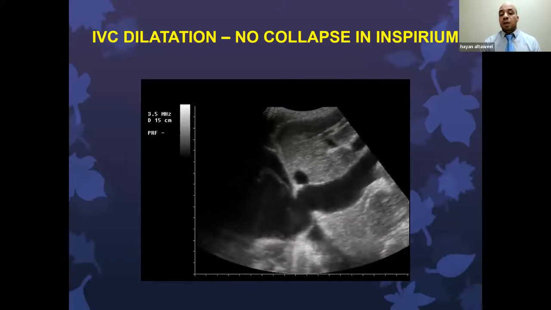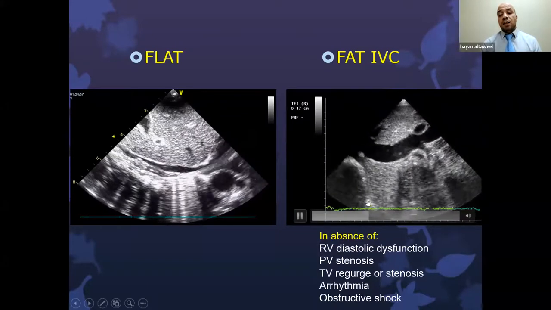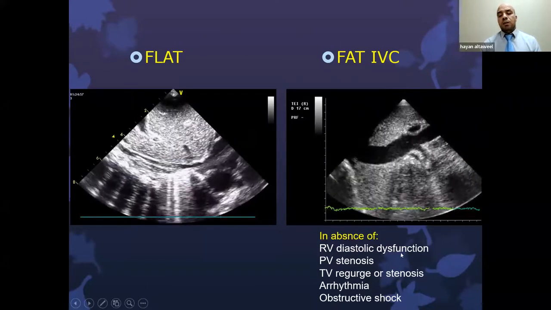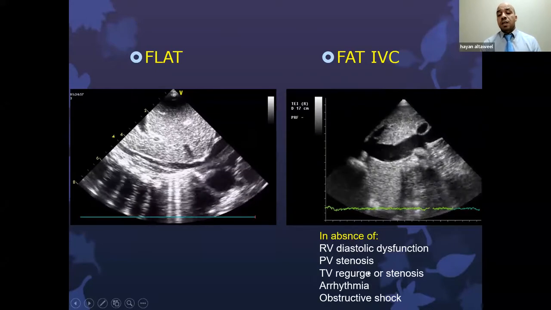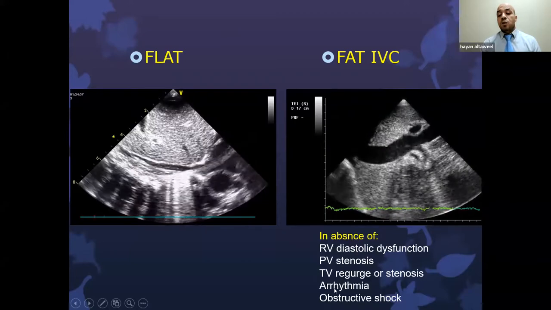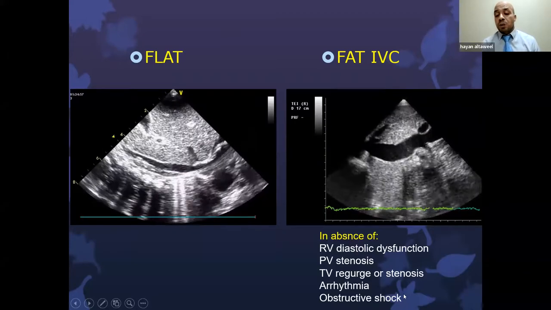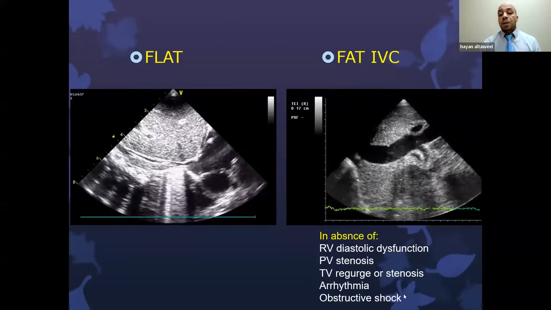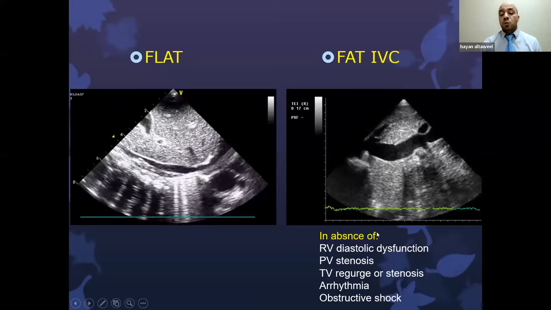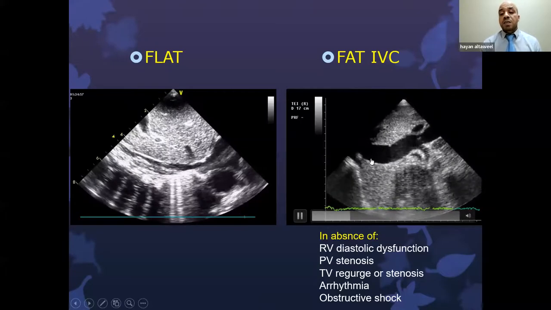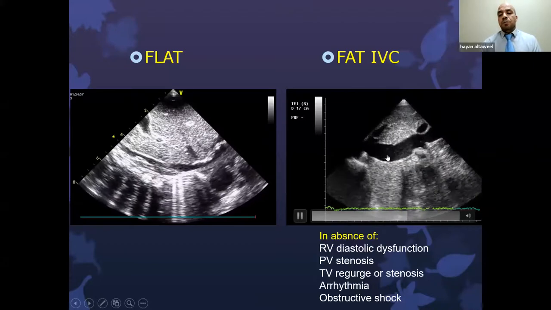But there are conditions for this dilated IVC: no right ventricle diastolic dysfunction, no pulmonary valve stenosis, no tricuspid valve regurgitation or stenosis, no arrhythmia, and no obstructive shock. For example, a patient with cardiac tamponade, or a patient with RV diastolic dysfunction or pulmonary valve stenosis, like a patient with tetralogy of Fallot. The IVC will be dilated, but the patient will get benefit from fluid.